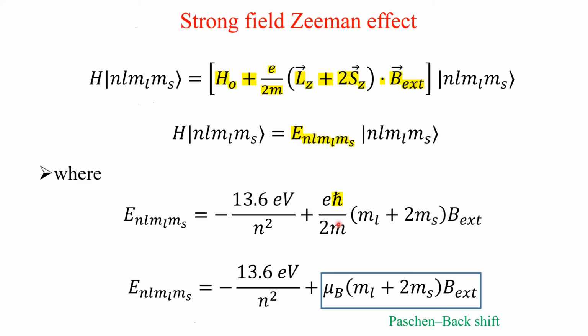Times the external magnetic field. Here you can see this e h cross over 2m. This e h cross over 2m is mu B, where this mu B is called the Bohr magneton. Then as usual, the remaining will be as it is, ml plus 2ms into, of course, B external, that is the external magnetic field. These terms which I have shown in the rectangular blue color box are called the Paschen-Back shift. This is the Paschen-Back shift. This is for the strong field Zeeman effect.